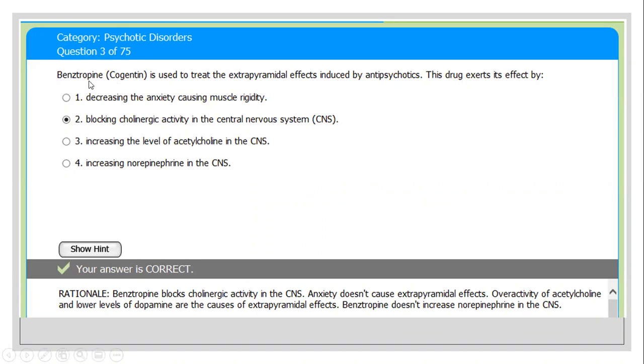Benztropine is the drug used to treat the symptoms of Parkinson's disease or involuntary movement due to the side effects of certain psychiatric medications like antipsychotics. So benztropine is used for extrapyramidal effects. If you ask me, what is an extrapyramidal side effect? Extrapyramidal symptoms are the symptoms associated with the extrapyramidal system of the brain, and such symptoms are caused by medication or other drugs.